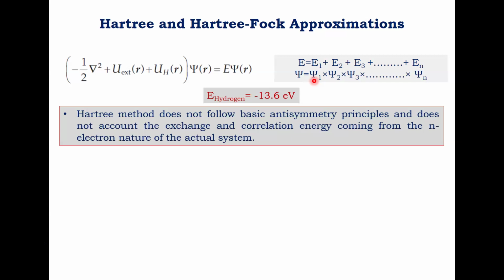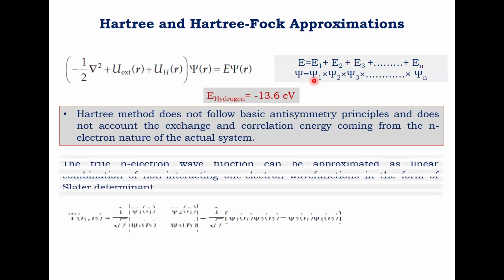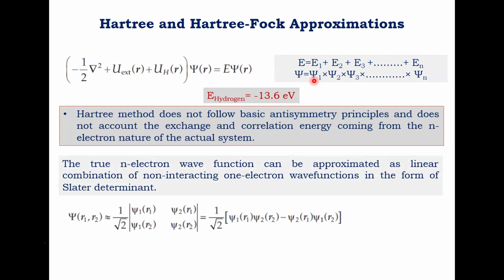Okay, then this Hartree model was further modified by Fock and Hartree, who were basically teacher and student actually. What they did was to say that the true n-electron wave function can be approximated as a linear combination of non-interacting one-electron wave functions in the form of a Slater determinant.